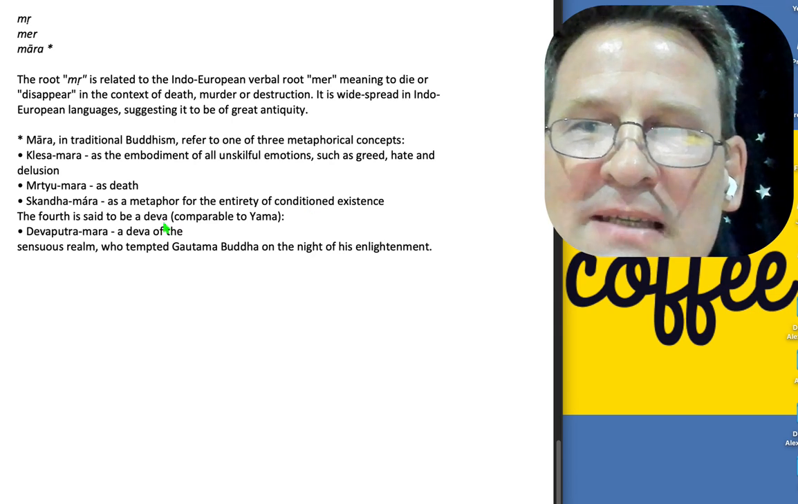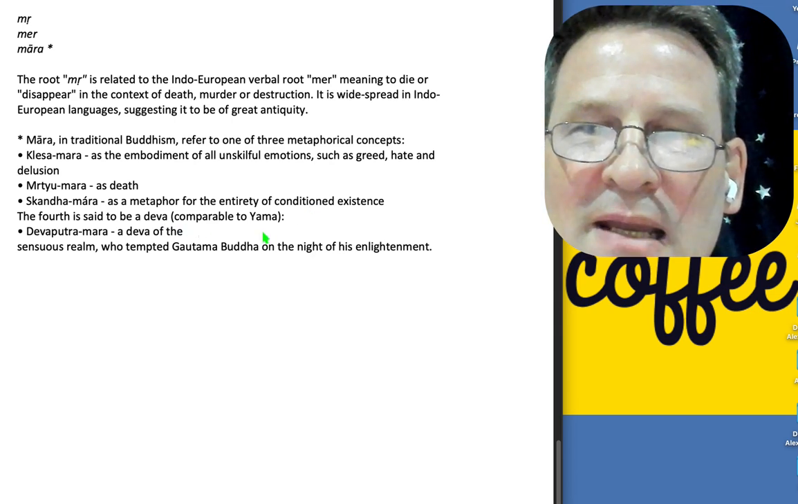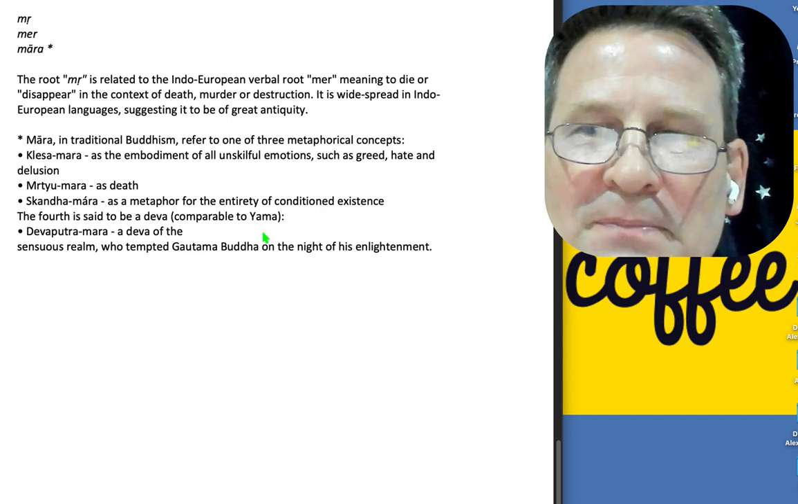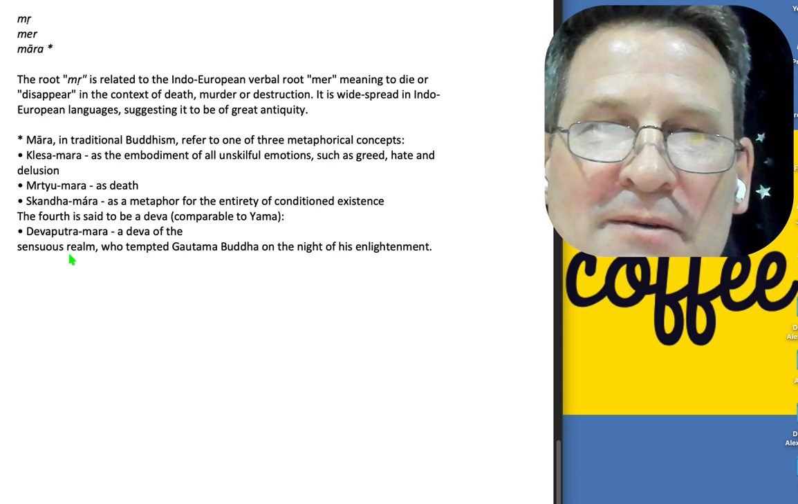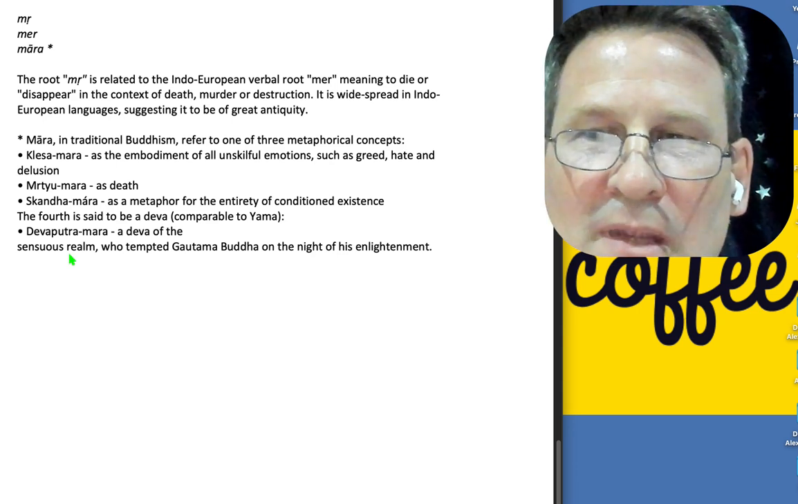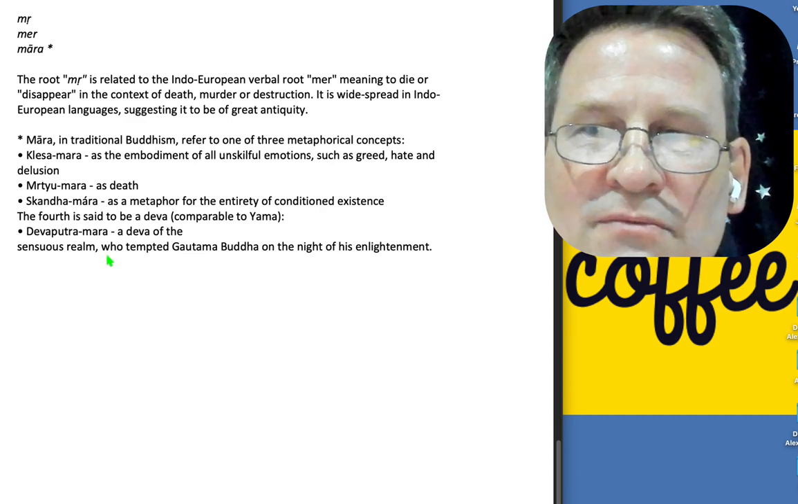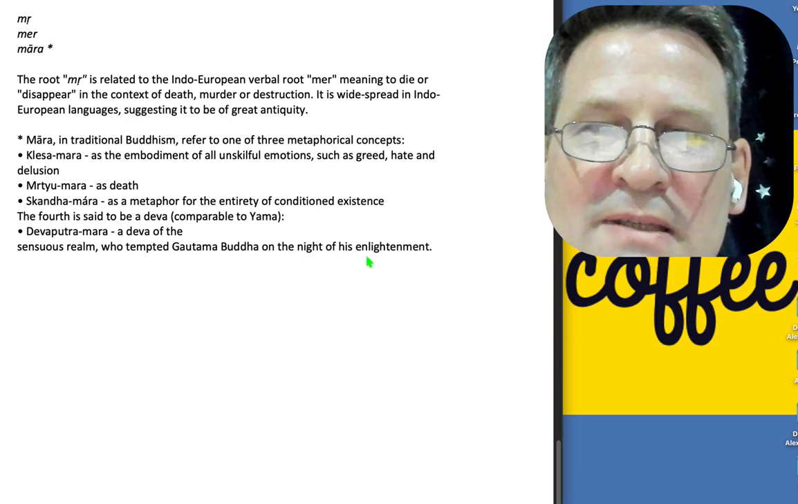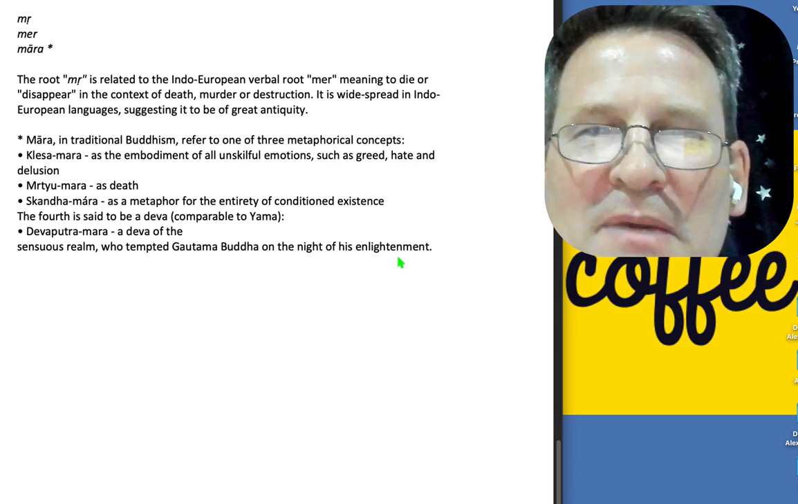The fourth is said to be a deva, comparable to Yama, Yamaduta. No, this is not video game characters. Deva Putra Mara is a deva of the sensuous realm who tempted Gautama Buddha on the night of his enlightenment. Similar to the temptation of Christ, maybe?